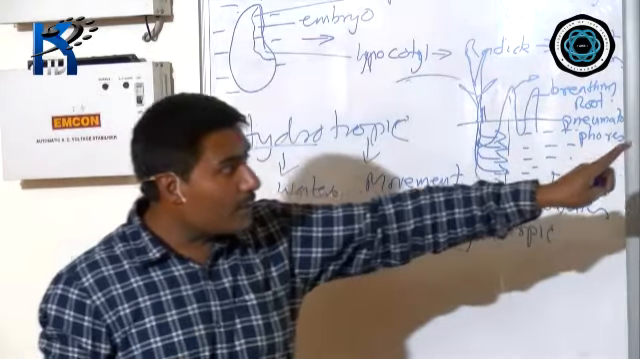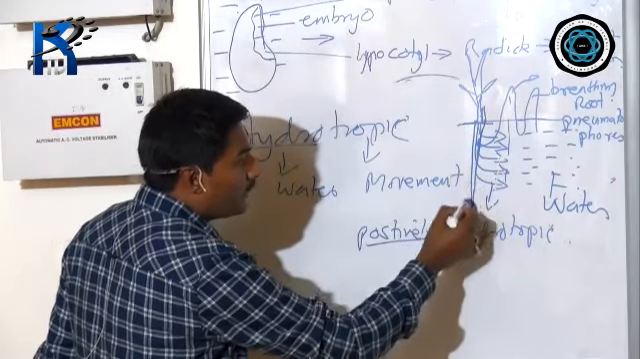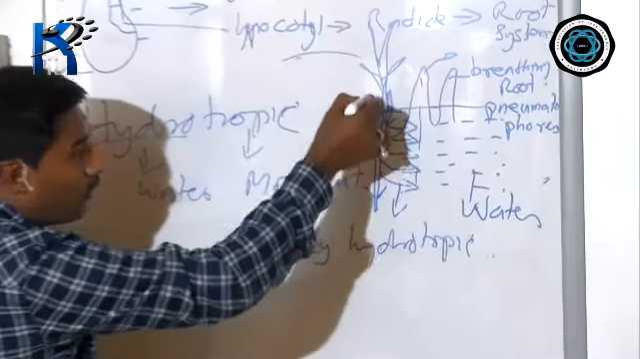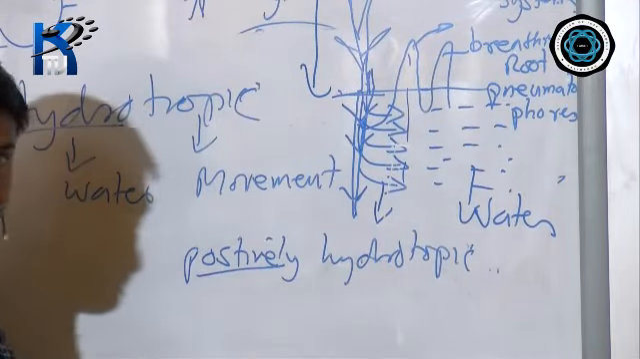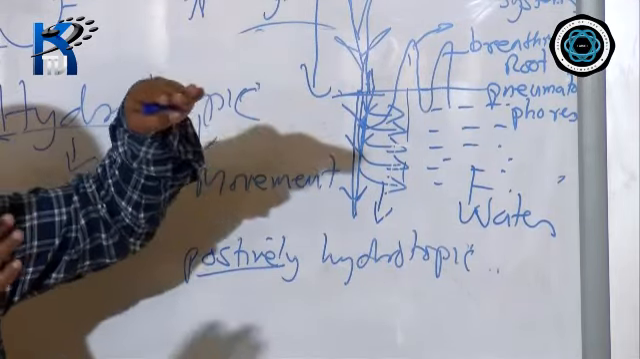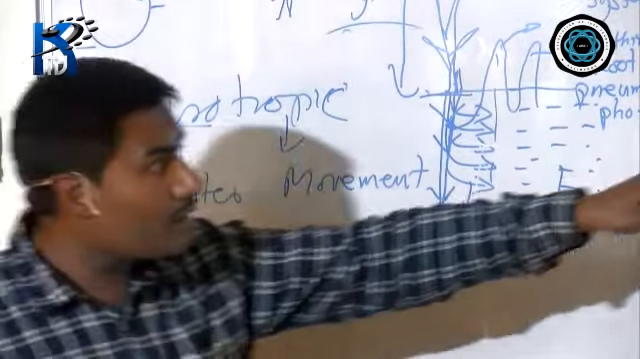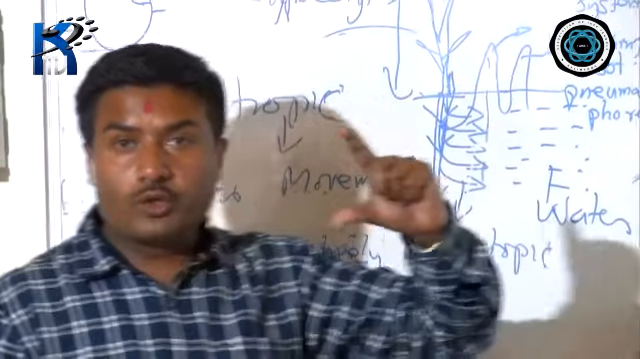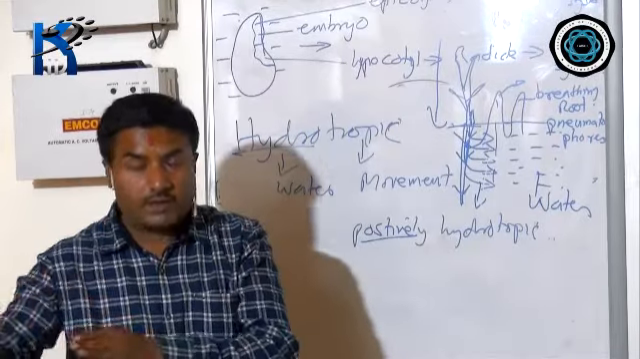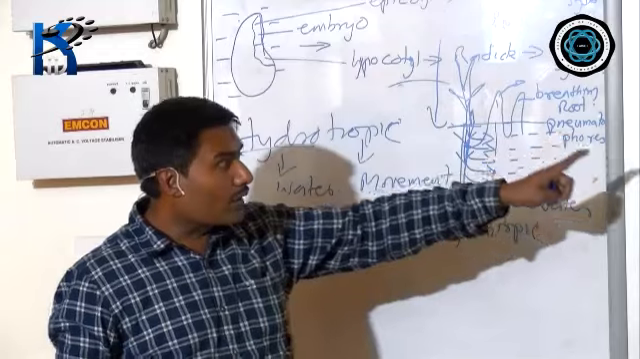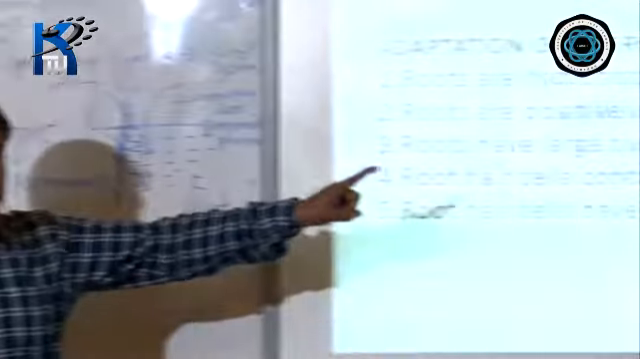Another one, roots are positively geotropic. You will find all the roots, what do they do? They grow along the gravity, towards the gravity, in this direction. So when the part of the plant is growing towards the gravity, what is the term used here? Positively geotropic. Geo means gravity. Growing along with the gravity, you call it positively geotropic.